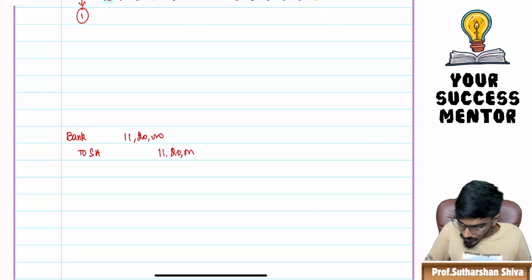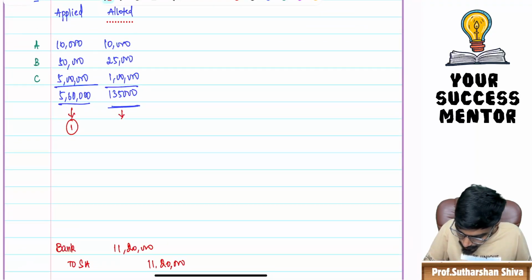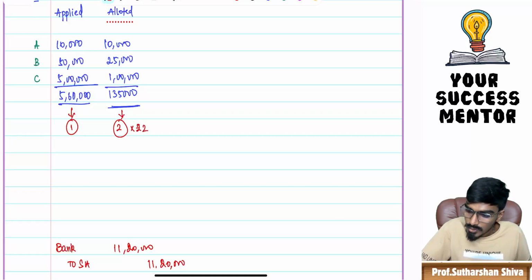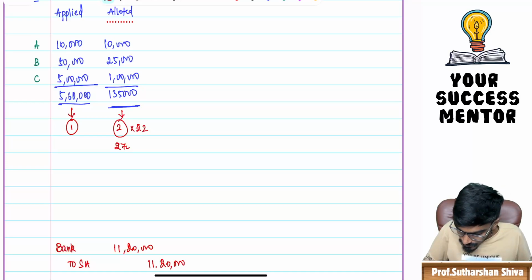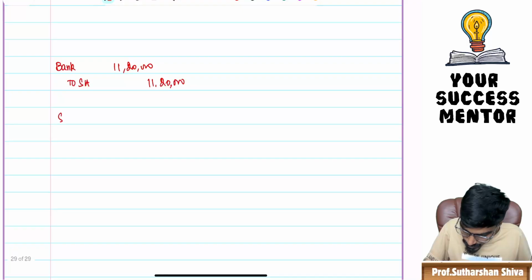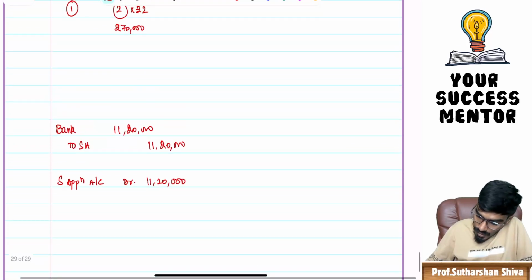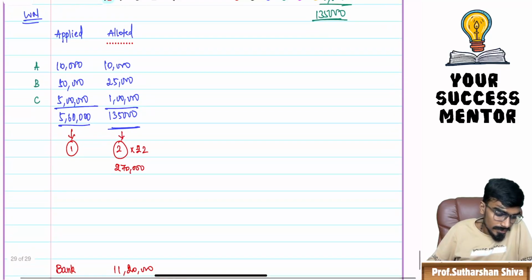Now come to the applied. Applied is 1 lakh. Actually, what is the actual application money required? 1,35,000 into 2, which is going to give you 2,70,000. This is the money required. So we will pass an entry, share application account debit, with the same 11 lakh 20,000. Do it like this. Is it correct?